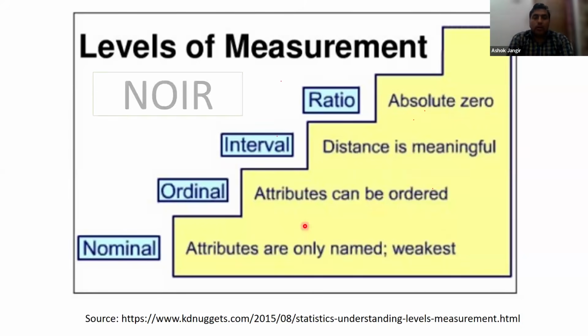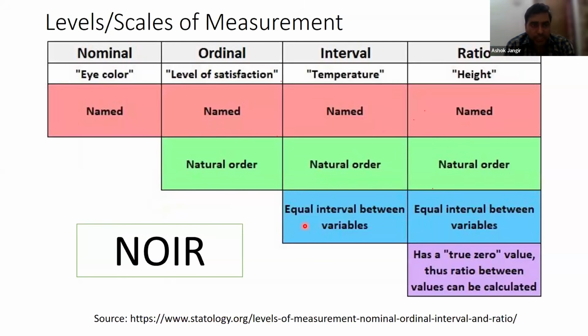So it is called NOIR. N means nominal, then ordinal, interval, and ratio. Please see this. Nominal means eye color. We can give names, okay? Eye color, black, brown, something like that. Ordinal means level of satisfaction: highly dissatisfied, dissatisfied, satisfied, highly satisfied. So we can give names, and this has a natural order.